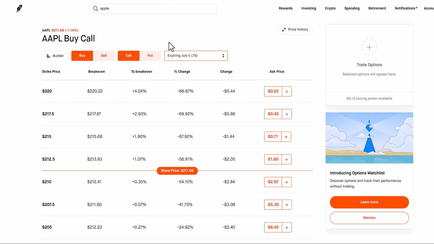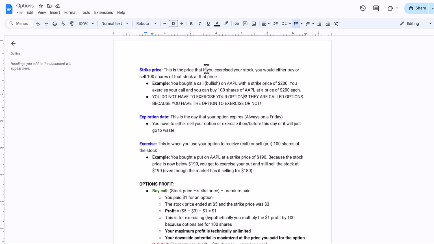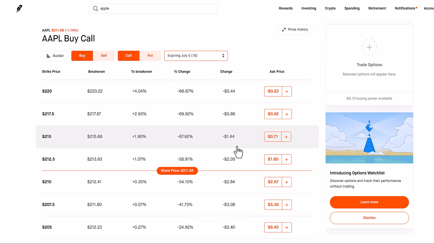Now, let me go ahead and tell you some key terms that you really need to know. So first off is the strike price. You'll see here the asking price. This is how much you have to pay for the option. So it's this number actually times 100, because one options contract holds 100 shares. So an option is literally just an asset that you can buy, and it helps you make magnified returns on a stock. So let's just go ahead and explain this.